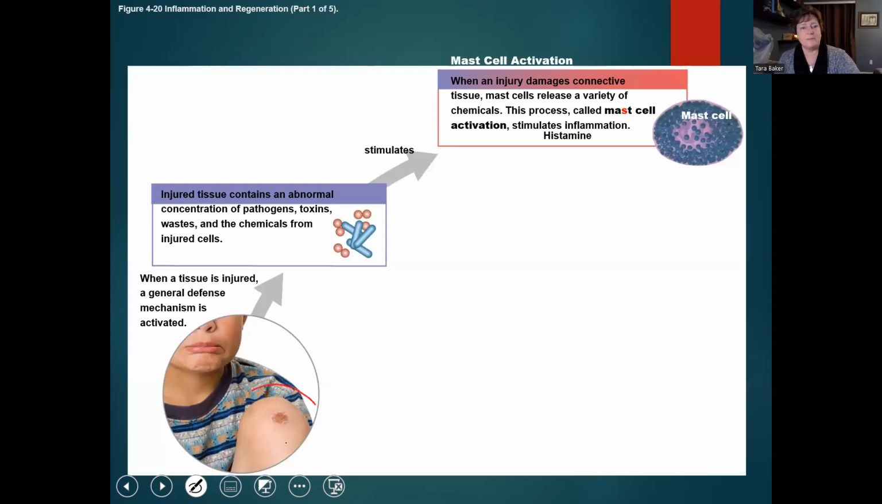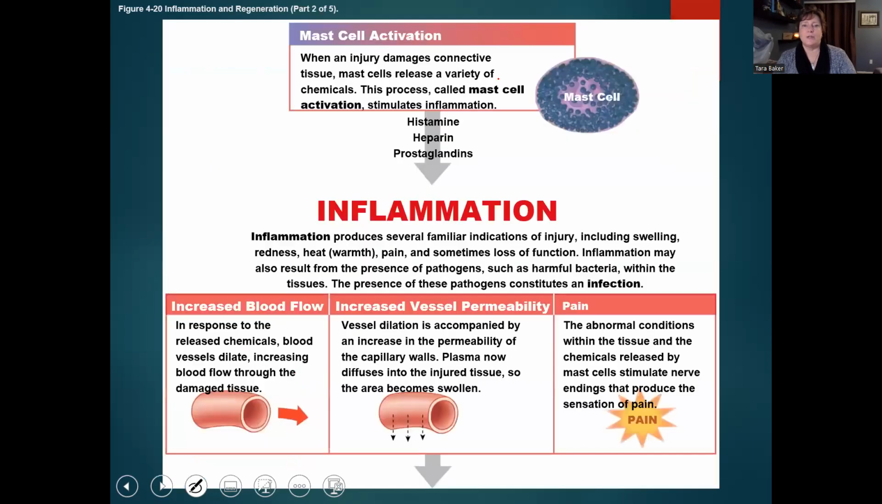So here in this picture, we have somebody who got a boo-boo on their knee, and those injured cells are going to be releasing chemicals. Those chemicals are going to be recognized by mast cells. Mast cells are activated, and they're going to release histamine, heparin, and prostaglandins. The histamine, heparin, and prostaglandins are going to increase pain, but they're also going to be opening up these blood vessels. So the blood vessels are going to expand, and you're going to get more blood flowing too. So we have increased blood flow.